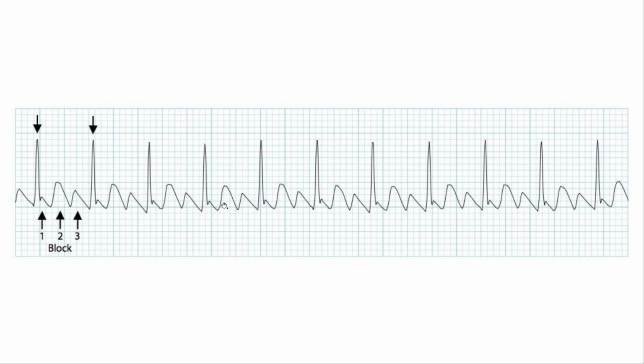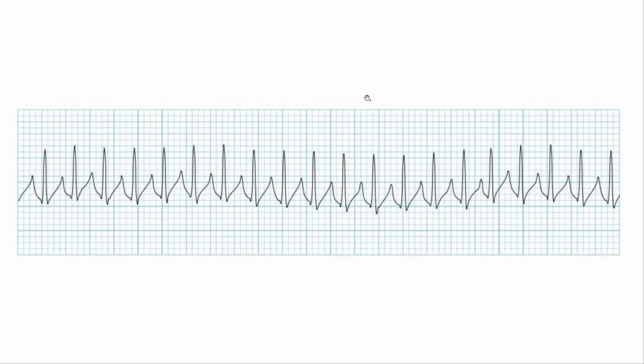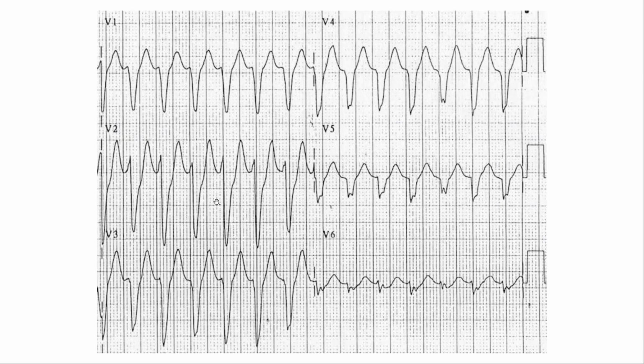This is atrial flutter with a 3-to-1 block, where you've got 1, 2, 3 flutter waves for every QRS. This is SVT, supraventricular tachycardia. So it's a tachycardia with a narrow QRS. That's all you need to really know for differentiating VT from SVT at this stage, is that SVT is a narrow QRS tachycardia. Whereas this is a wide QRS or broad complex tachycardia, this is ventricular tachycardia.